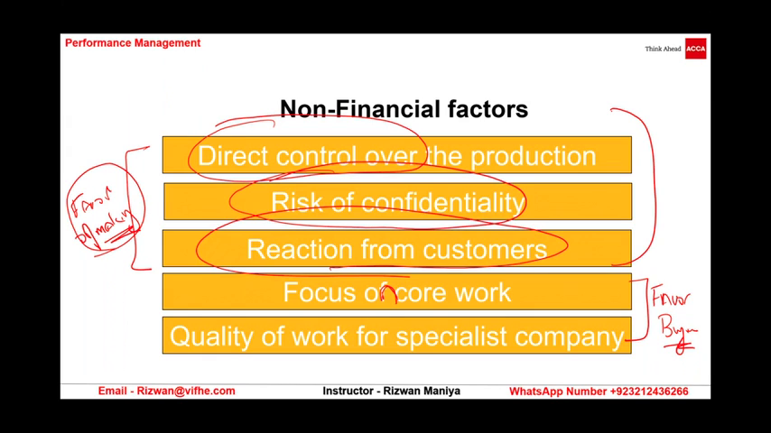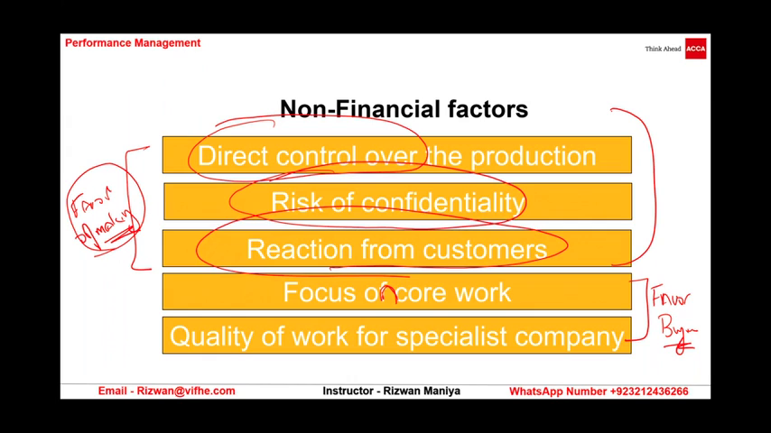So focus on non-core work means that if I'm a tutor, my core work is to teach. So if I spend a lot of time making the notes, I am wasting my time. What I can do is outsource making notes to someone else, and by doing this, I can focus on my core work. So you can outsource your non-core activity to a third company and focus on your core work. This is the point in favor of buying.